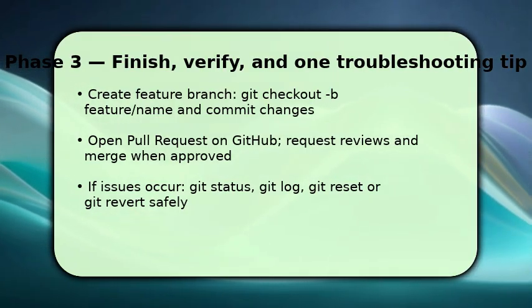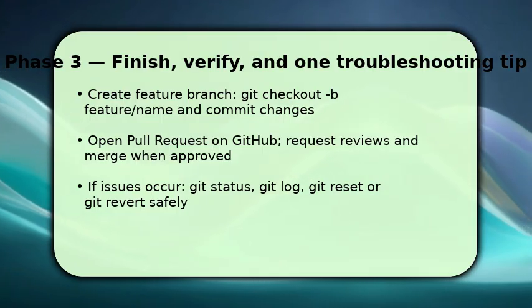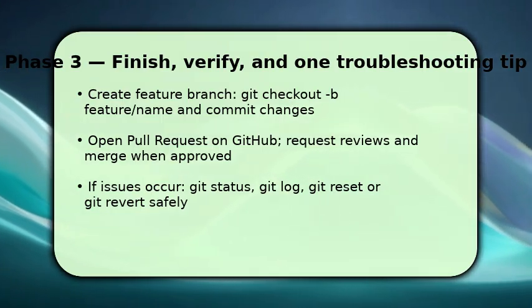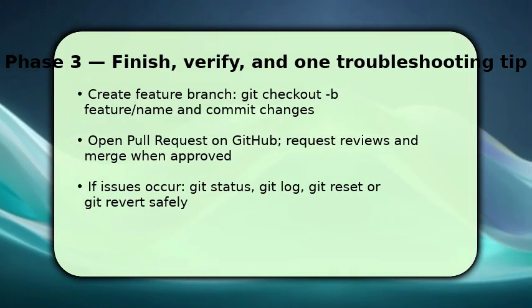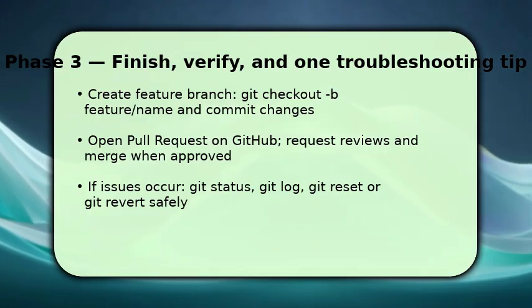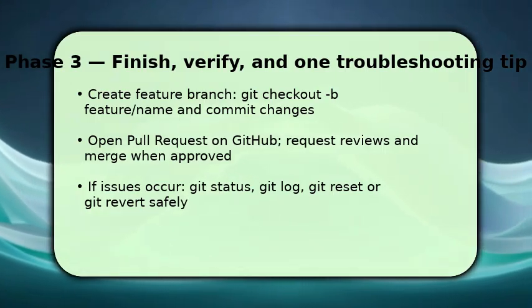If something goes wrong, check git status and git log to inspect history, then use git revert for safe undo or git reset for local cleanup. These troubleshooting steps recover work without data loss.